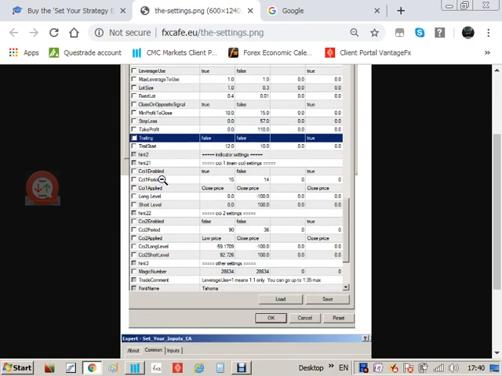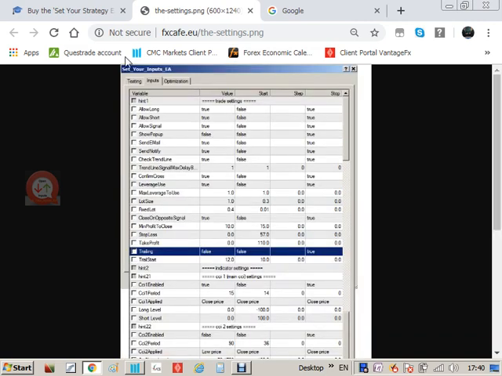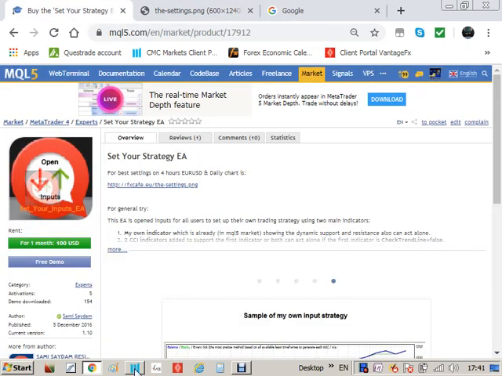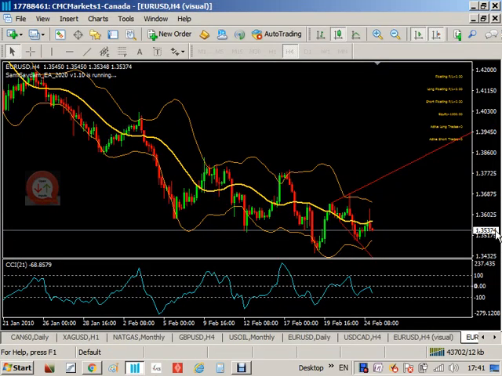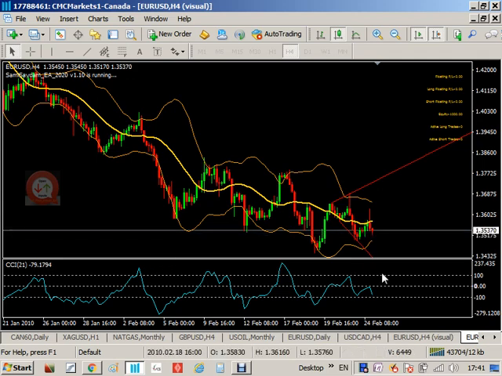For the CCI, you can put it 21, and for the close price, you put it typical, HLC over 3.